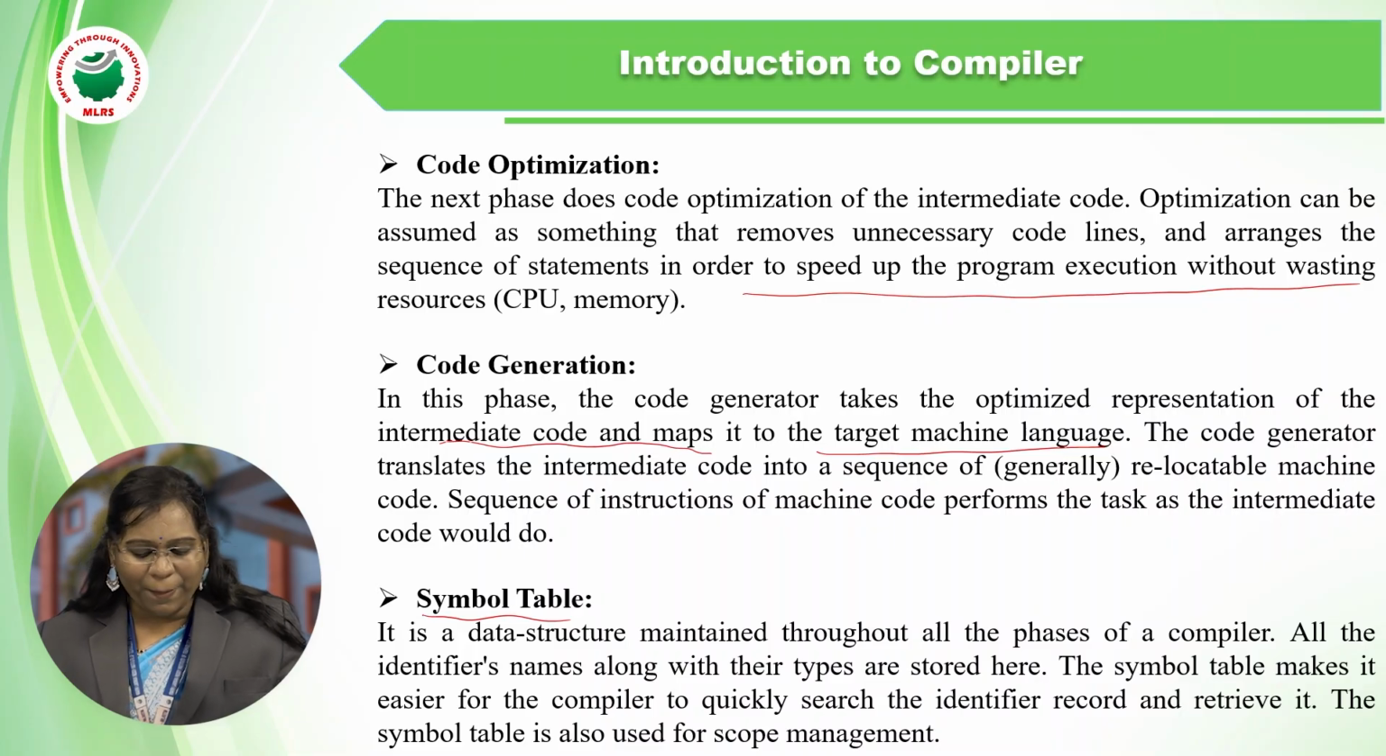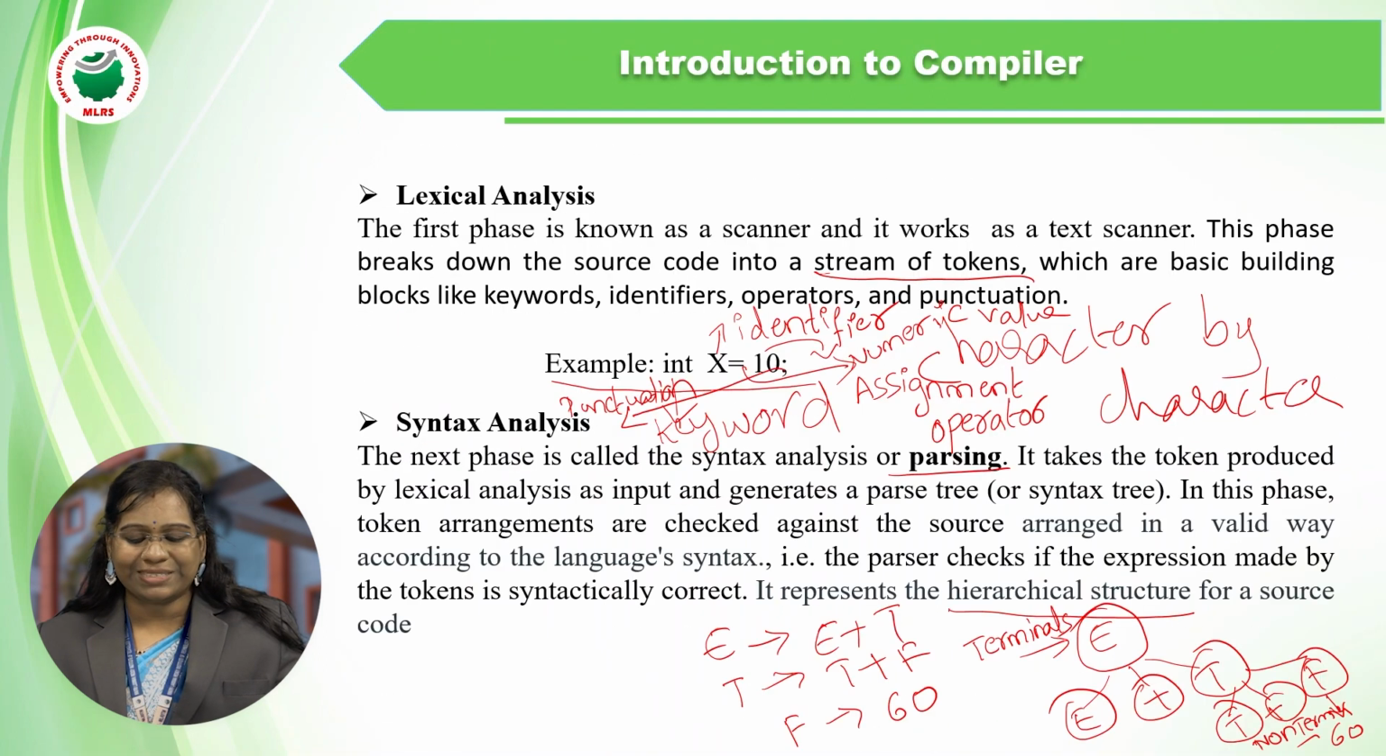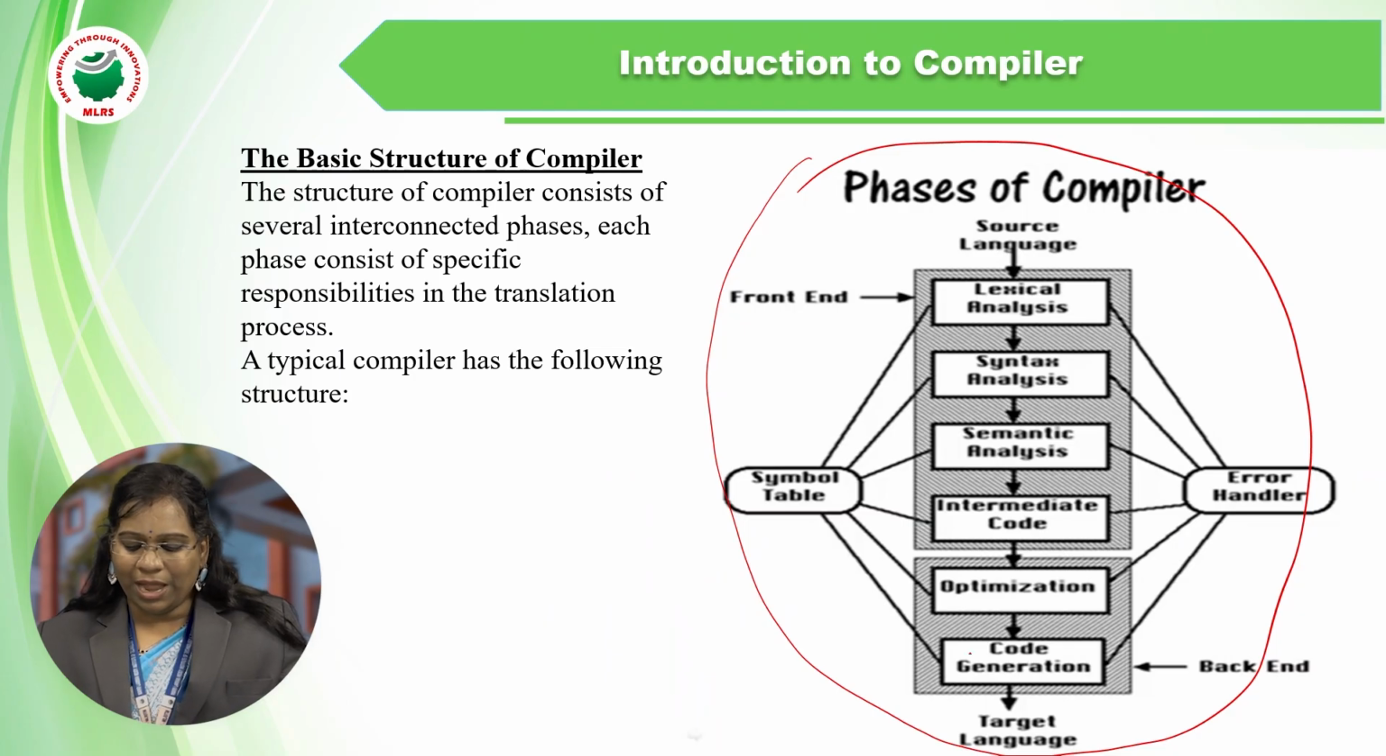This symbol table makes it easier for the compiler to identify, record, and retrieve data. By using it as storage, it will store all the data which is used in all the phases, and we can retrieve and restore all the data contained in the symbol table. At last, we have the error handler.